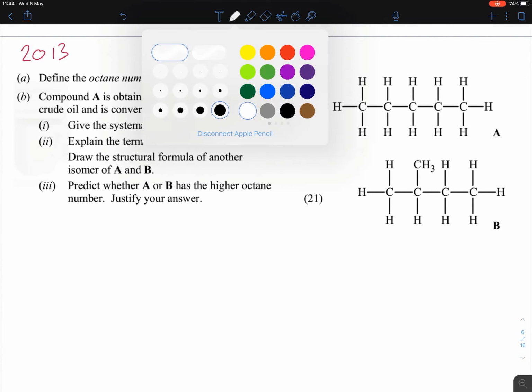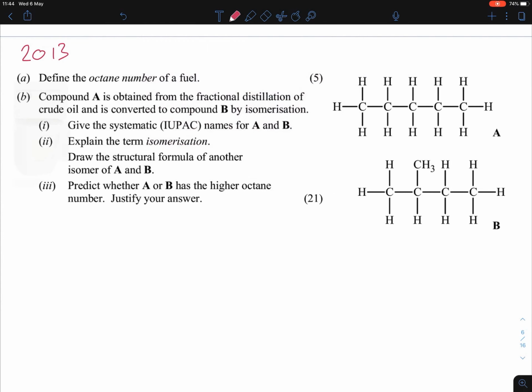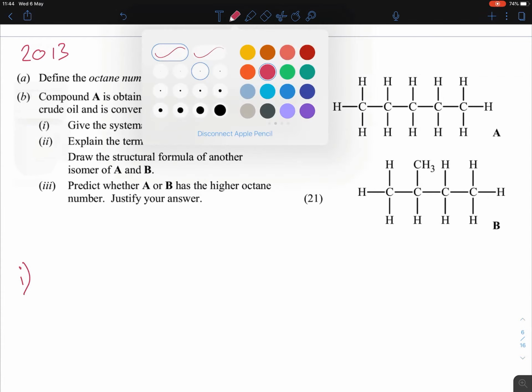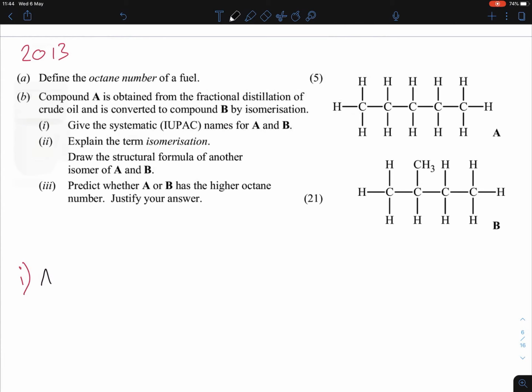Okay, so getting back to it, we're told there that compound A is obtained from fractional distillation of crude oil and is converted to B by isomerization. Give the systematic names for A and B. So look, let's just do that now. And again, you must write it down and you state here A equals, B equals. Don't be leaving the examiner guess.